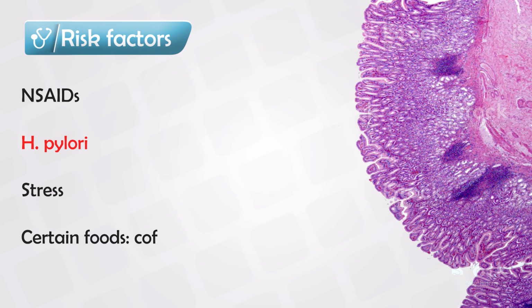There are some risk factors associated with gastric and peptic ulcers, like stress, either physical or emotional, consumption of alcohol or caffeine, smoking, and spicy food. These are simply risk factors and they do not cause the gastric ulcer themselves.